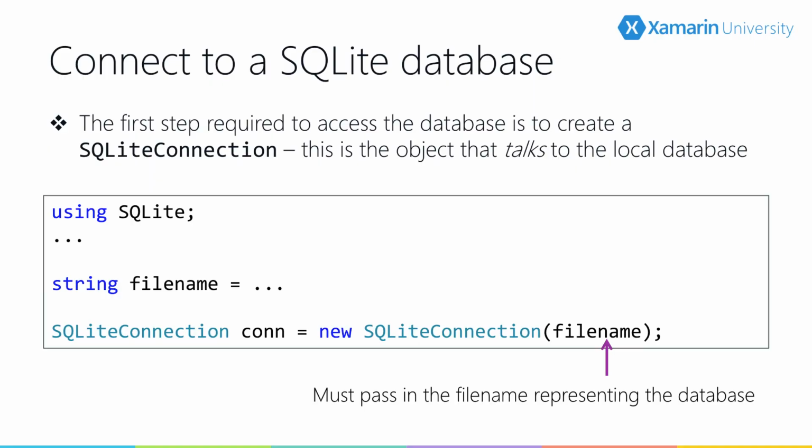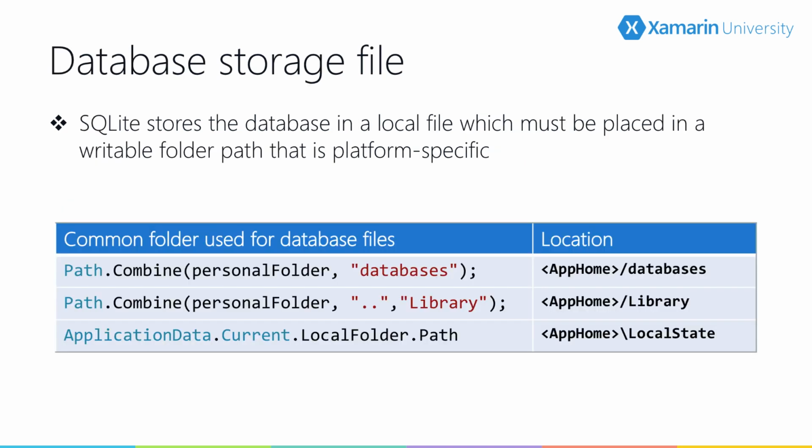SQLite.net establishes a connection to the SQLite database through a SQLite connection object. When you instantiate this object, you must pass in the file name for the database file. And now it makes sense that we discussed the file system earlier, because this file name will point to a specific folder, and that is specific to the platform that we're on.